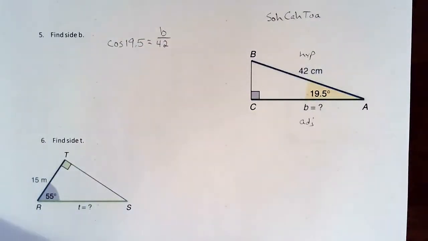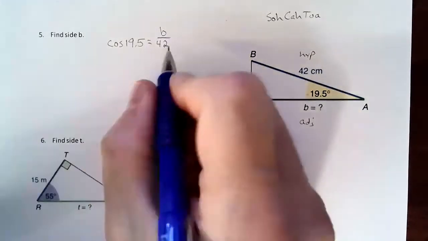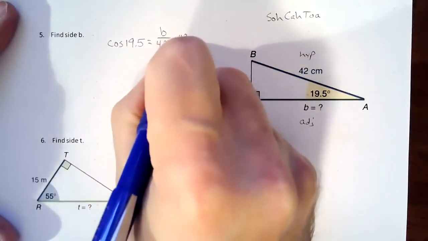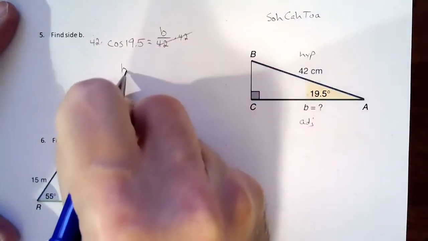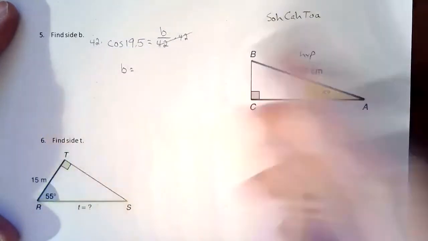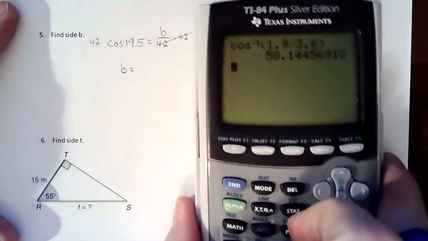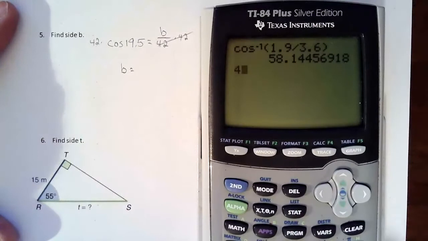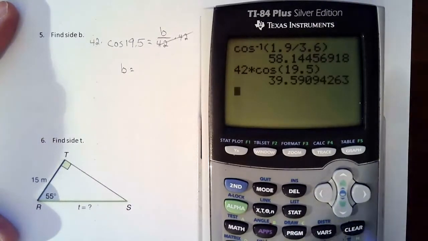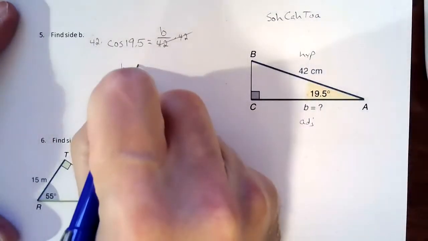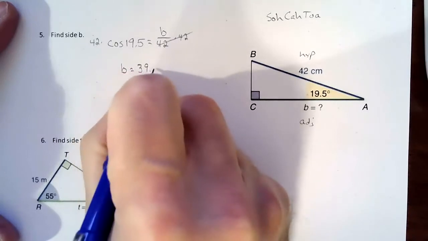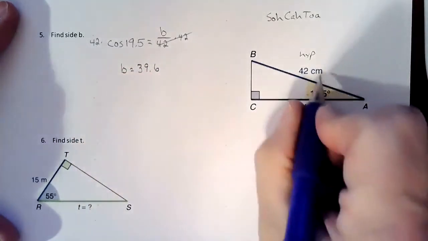All right, so to solve that equation, we want to get rid of the 42. So we're going to multiply both sides by 42 to clear it out. So our B value is going to equal 42 times cosine of 19.5. So 42 times cosine of 19.5, that gets us 39.6. So that length would be 39.6 centimeters.